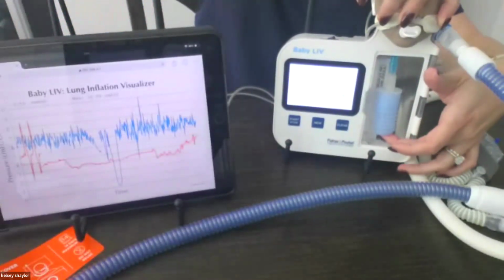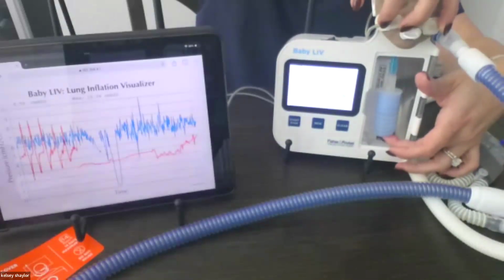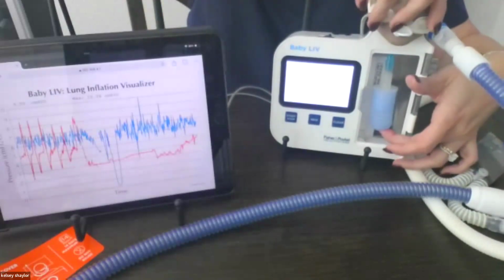So when I simulate some breaths though, we can see that variability, and that's really going to depend on how hard that baby's working, right?